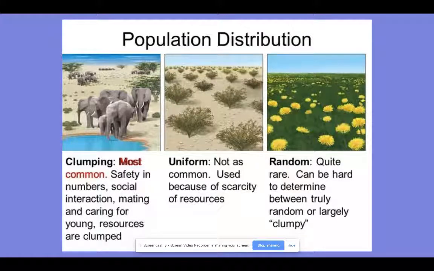By being together, you have these social interactions. You can have others take care of your young, or you need mates, they're going to be around. Whereas uniform, it's not as common.